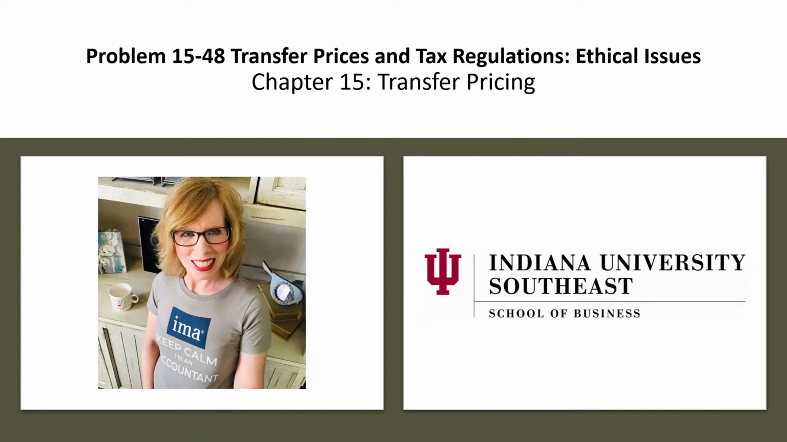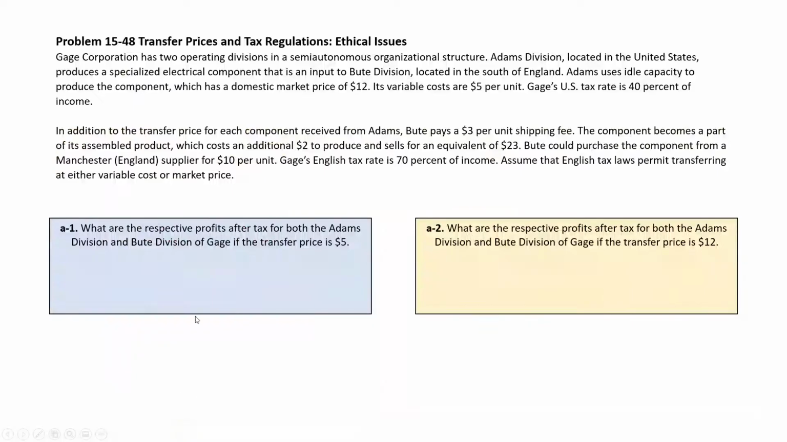In this video, I'm going to consider how tax regulations might affect transfer prices, and I'm using problem 1548 as an example. So this company has two operating divisions that operate semi-autonomously. We have Adams Division, which is located in the US, makes this special component that becomes an input to Butte Division, which is located in England.